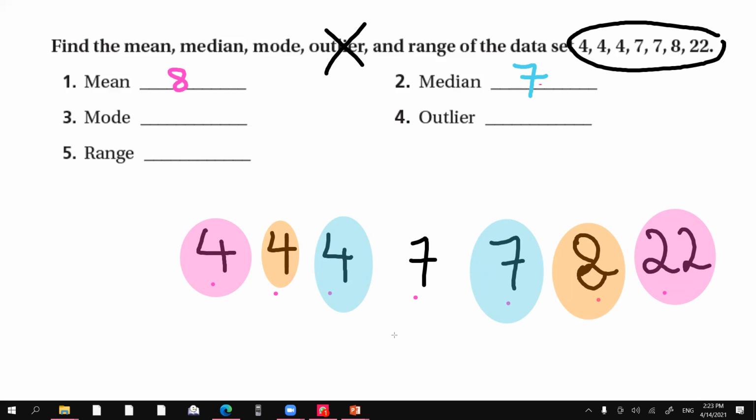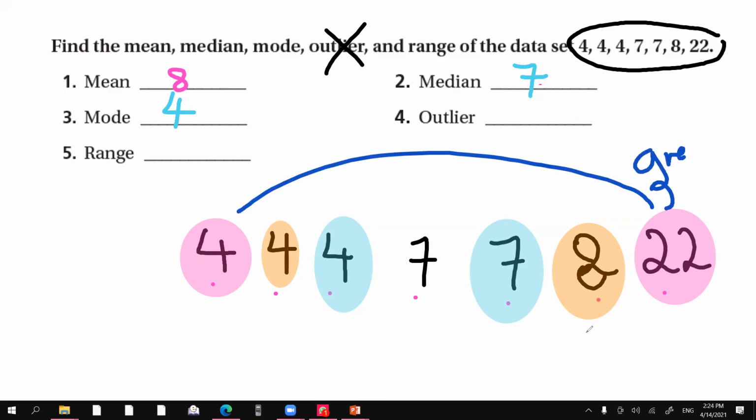Now, the mode. The mode is the most frequent number. Which number happened the most? 4. Number 4. So the mode will be 4. Now the range. In order to find the range, what do you have to do? 22 minus 4. Yes, bravo. You have to subtract the greatest number minus the small number. So which is 22, the maximum number, which is 22 minus 4, 18.